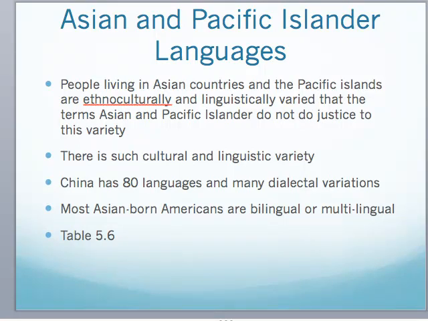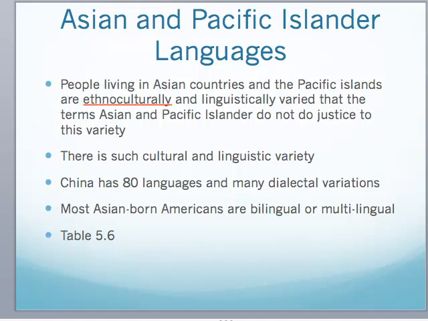Let's talk about the Asian and Pacific Islander languages. People living in Asian countries and the Pacific Islands are so ethnoculturally and linguistically varied that the terms Asian and Pacific Islander do not really do any justice to this variety. There is such great cultural and linguistic variety. For example, China has 80 languages, just China alone. And it has many, many different dialectal variations even within that.